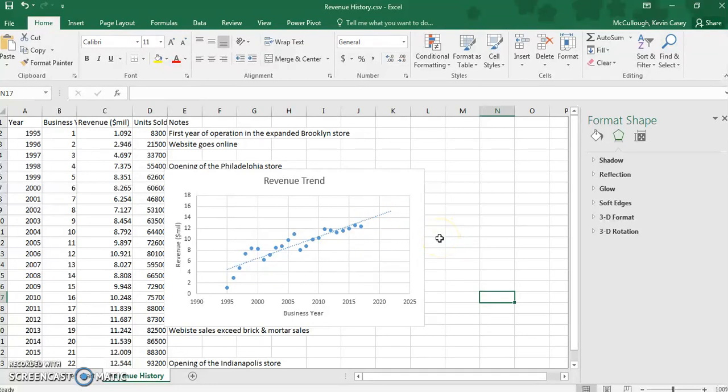That's it. That's how you do a scatter chart. It's how you put a trend line on it and how you forecast that trend line into the future.